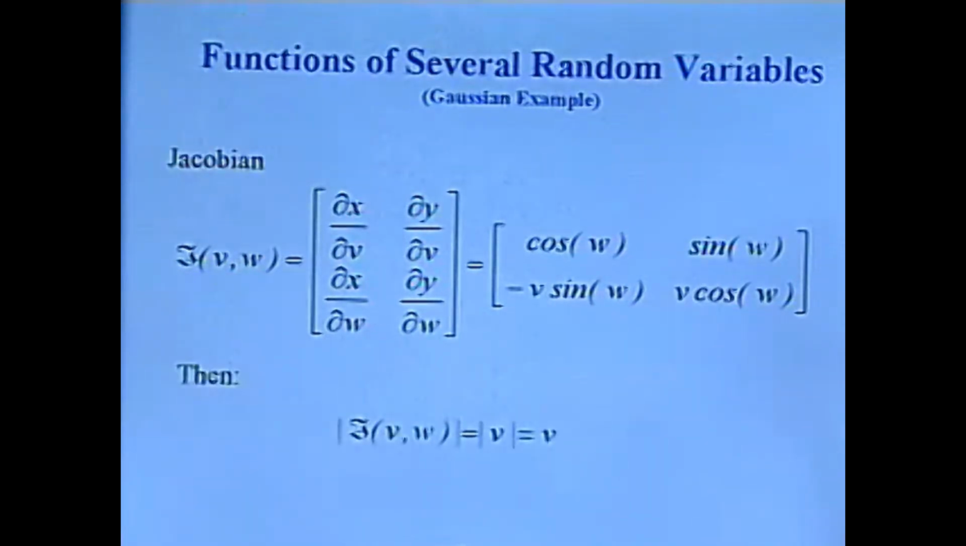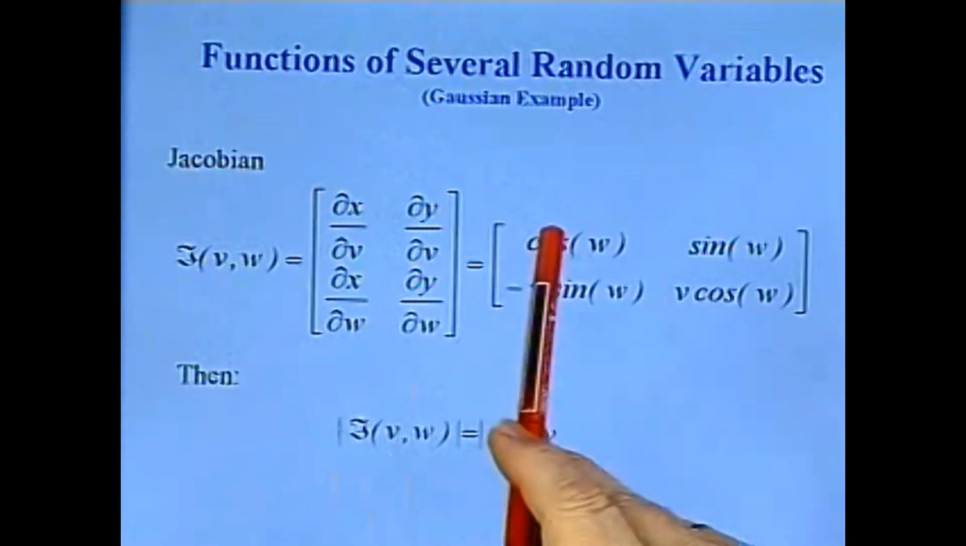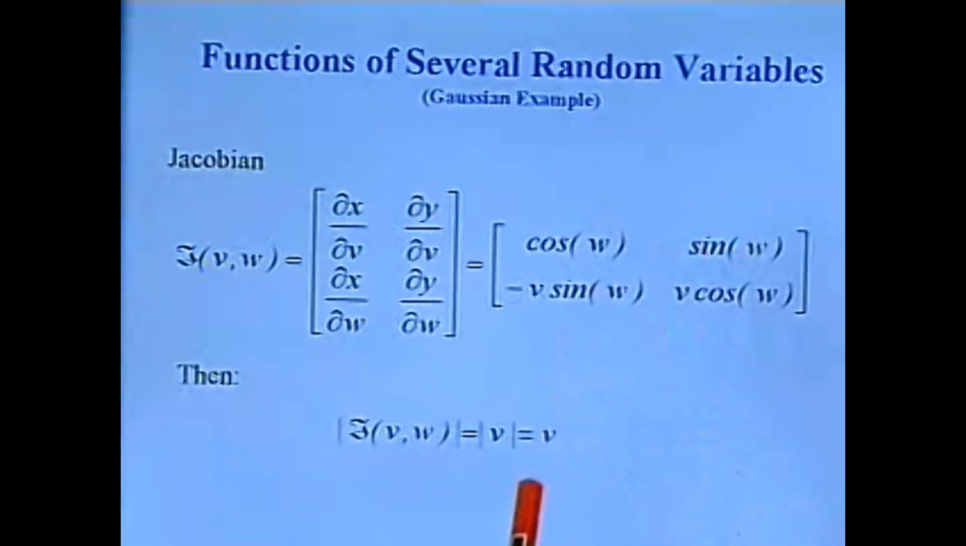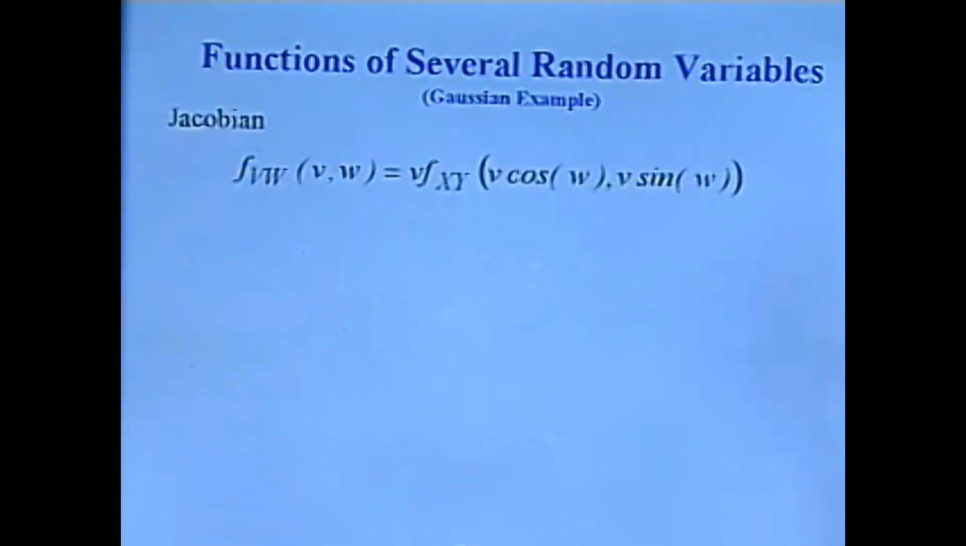We take the magnitude of the Jacobian, which of course is equal to this times this minus this times this, and we find the magnitude of the Jacobian is just equal to the variable v. We use the trig identity cosine squared plus sine squared is equal to 1. So the magnitude of the Jacobian is equal to v.